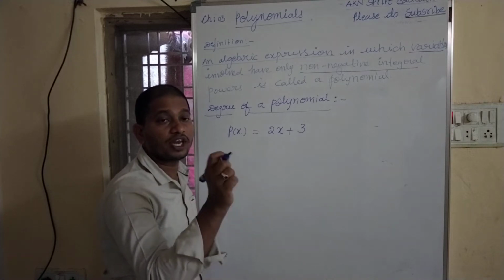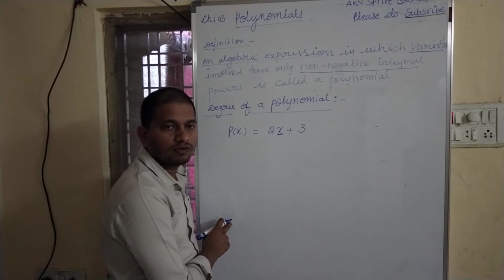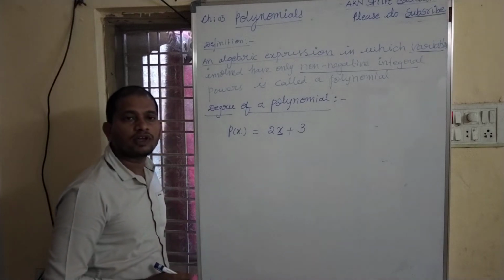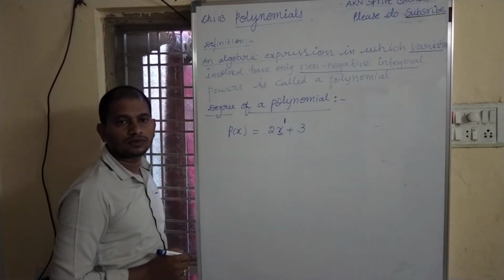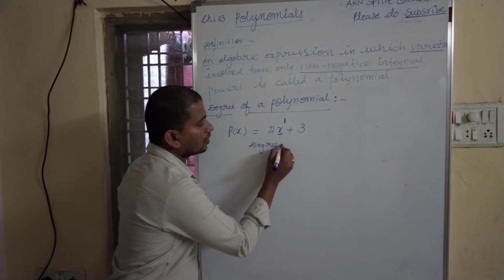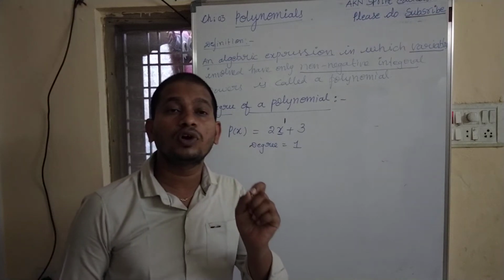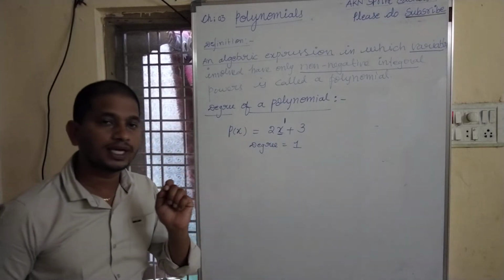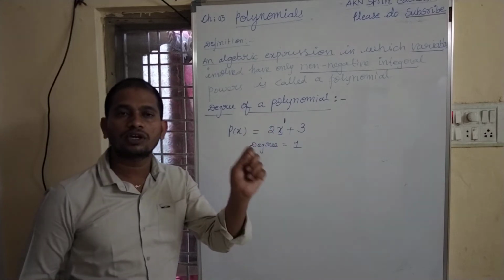Here, what is the variable involved? The variable involved is x here. What is the power of the variable here? Here x is the variable and whose power is nothing, meaning 1. Hence degree equal to 1. The highest power of the variable involved in a given polynomial is called the degree of the polynomial. Students, here the variable involved is x, whose power is 1, so degree equal to 1.